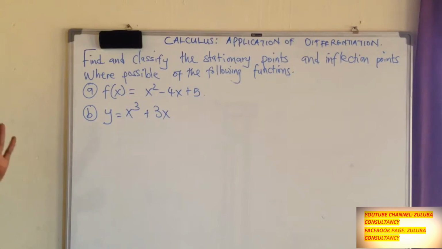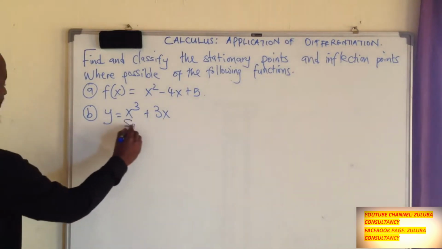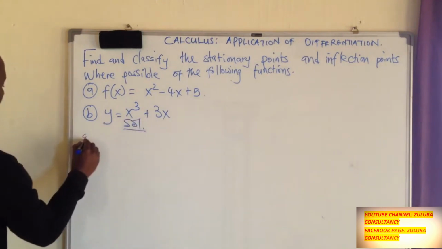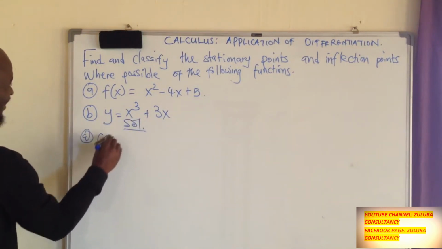Now we have three types of critical points or stationary points: a maximum, a minimum, or a point of inflection. The point of inflection is sometimes called the saddle point. So the first thing you have to do is find the gradient function, which you have to equate to 0.